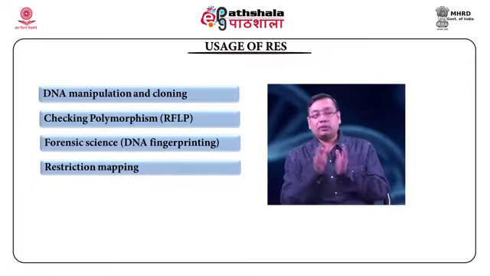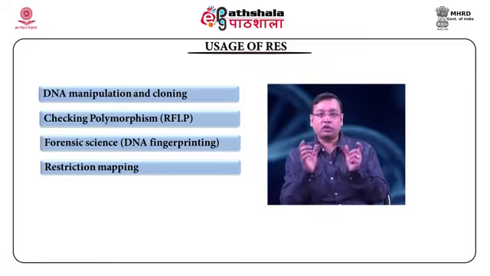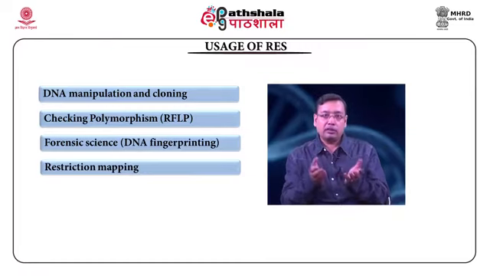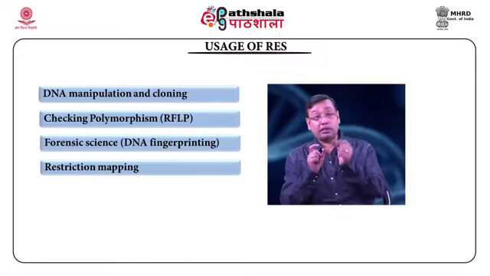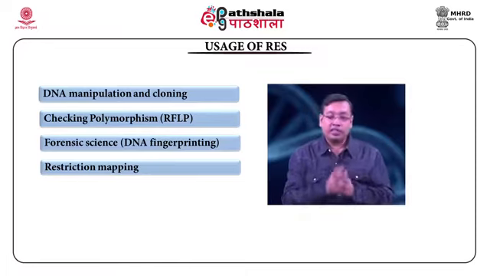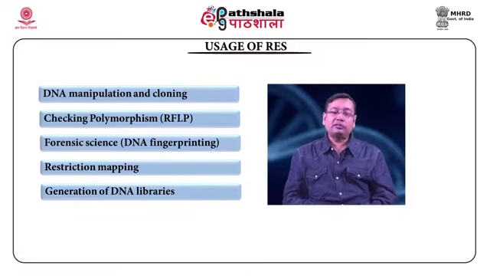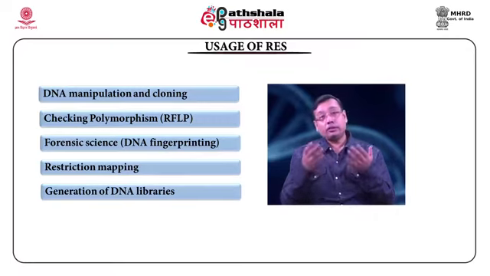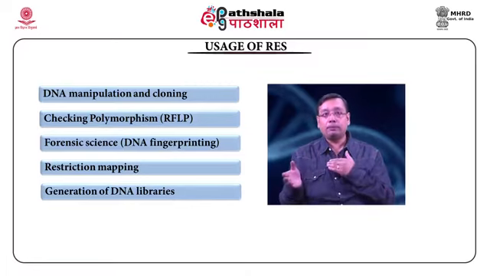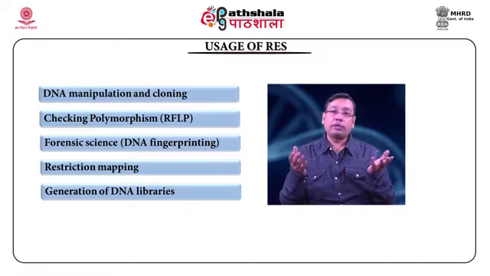Fourth is restriction mapping. Suppose you want to know the exact physical map of a particular DNA stretch; you need a restriction enzyme which can give you the exact physical distance on the DNA. Fifth is generation of DNA libraries. This is important in order to understand gene expression or gene profiling, and for that you again need restriction endonuclease, which can help you prepare different kinds of libraries, whether a cDNA library or a genomic DNA library.